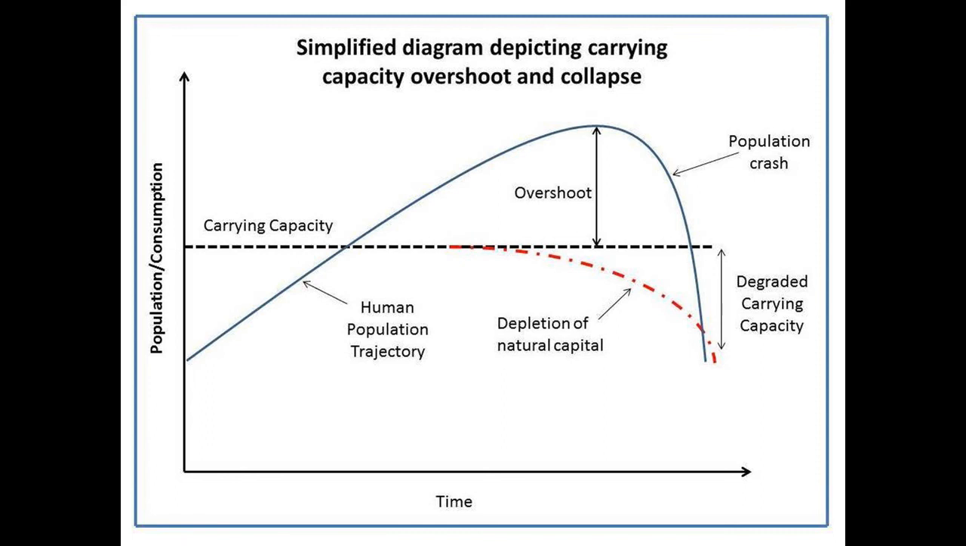So this is a simplified diagram. We saw this before, but this is just to remind you. As a human population, for instance, surpasses the carrying capacity, we're going to have an overshoot. Because of that overshoot, we're going to be using more resources than are available, which means we will have a depletion of our natural capital. If you don't believe that we're going to use more resources than are available, remember back to when we did the how many Earths would we need if everyone lived like you. As we use up those resources, the natural capital is going to decline, which is going to create a degraded carrying capacity, which will in turn cause the population to crash.